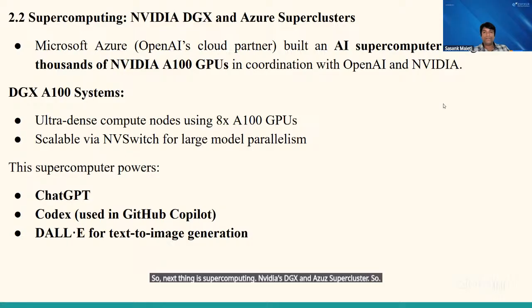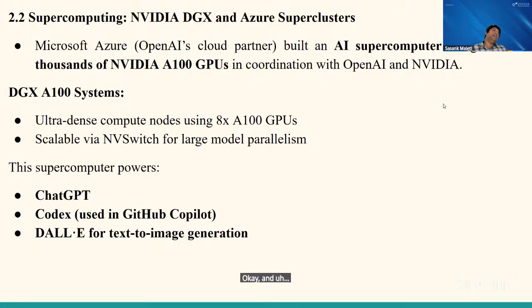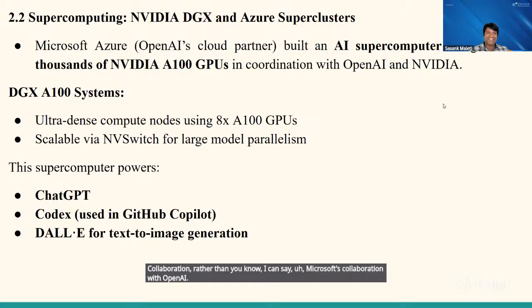So next thing is supercomputing, NVIDIA's DGX and Azure's supercluster. Many people would not have known about Azure. Microsoft Azure is one of the cloud platforms which powers a lot of organizations around the world. A lot of companies use Microsoft Azure as their cloud partner. And the biggest collaboration, I would say, is Microsoft's collaboration with OpenAI.